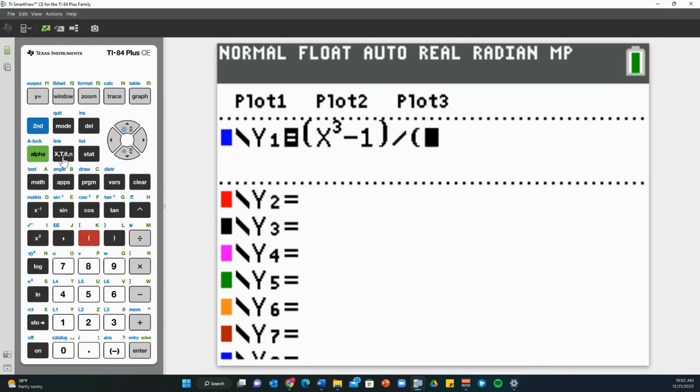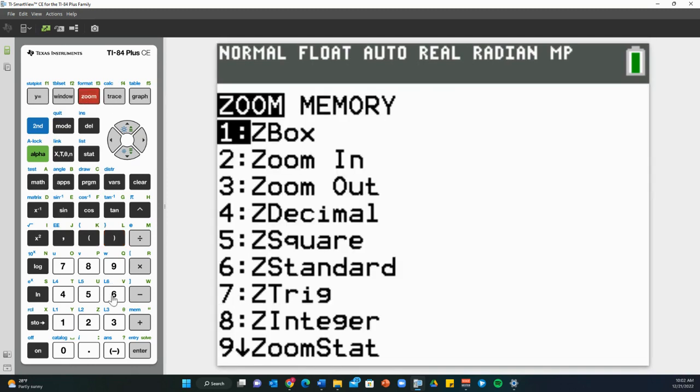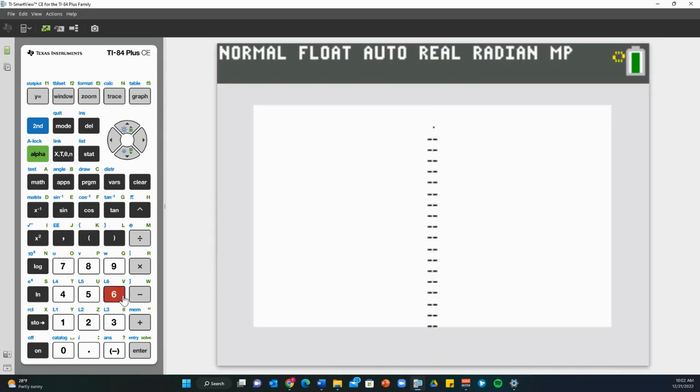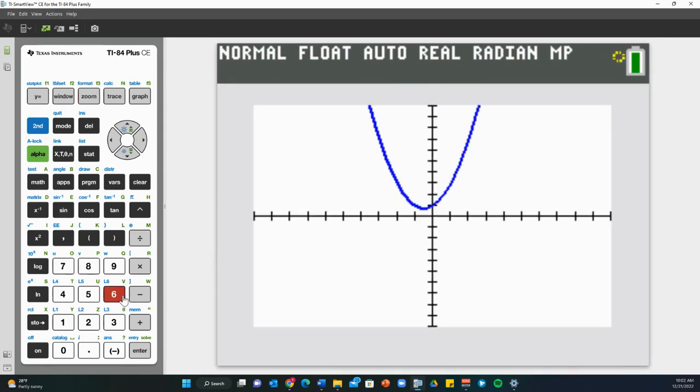and then divided by, open parentheses, x minus 1, close parentheses. So again, anytime you're typing a rational function into y1, make sure that you have the numerator with parentheses and the denominator with parentheses. So you could graph this function if you want. We can do zoom 6 to make sure the window looks nice. So you could make the graph.